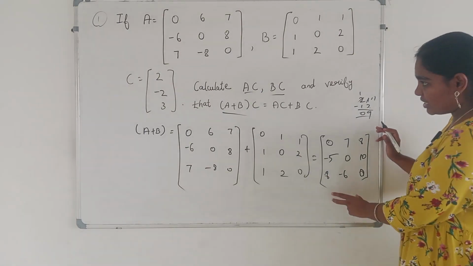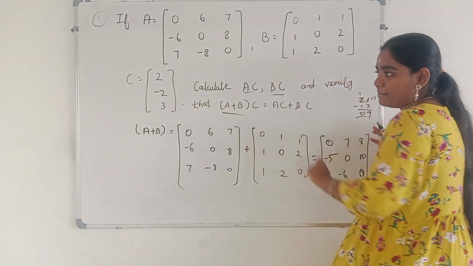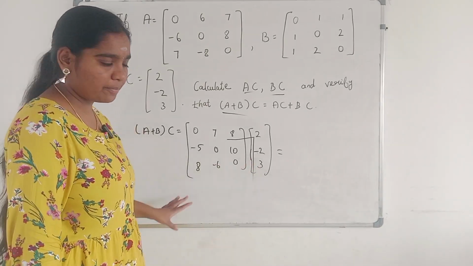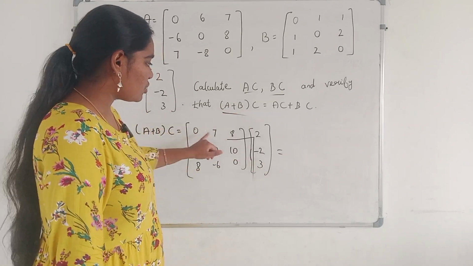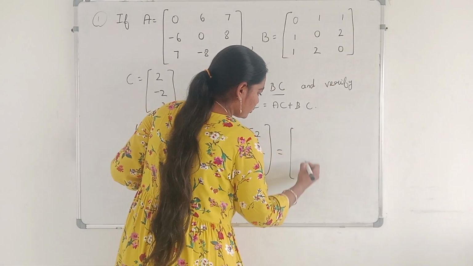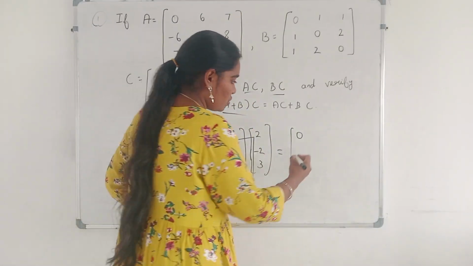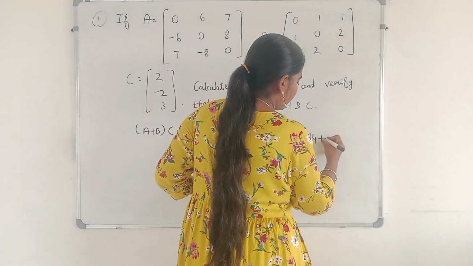Next, with this A plus B value, you have to multiply the matrix C. Here, (A plus B) into C. So, you have to multiply this first row with this one. So, 0 into 2, 0. Plus 7 into minus 2, minus 14. Plus 8 3s are plus 24.